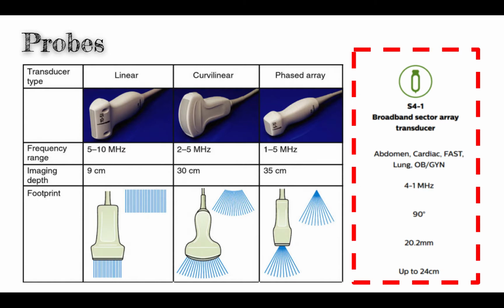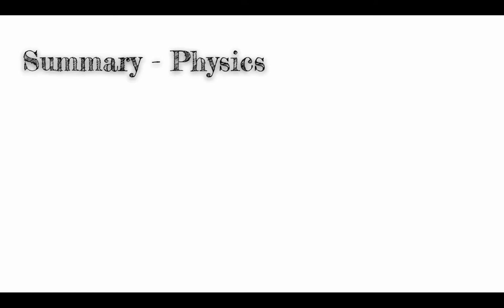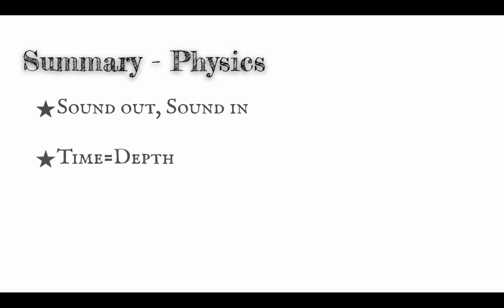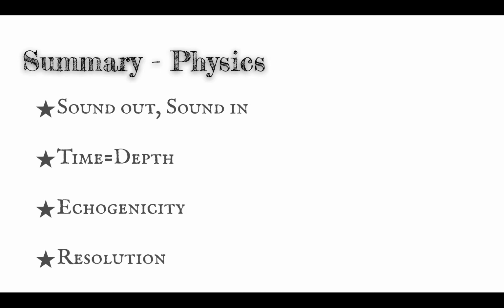So let's summarize how sound waves make an image. This is based on the principle of sound waves coming out and then bouncing back into the transducer and converting into an electrical current. The time it takes to do this is interpreted as the depth of an object, and each tissue has a different echogenicity represented on a gray scale.